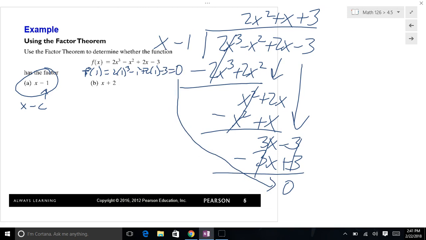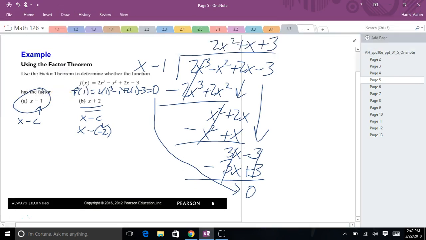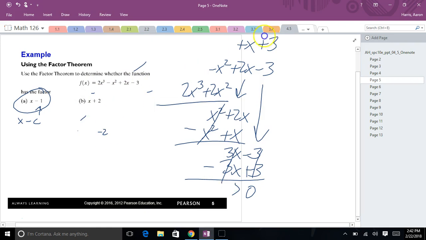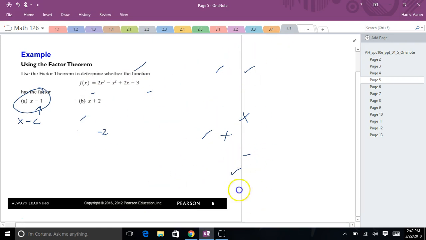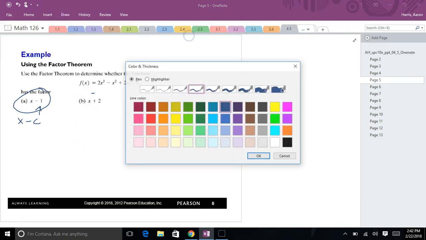Okay. In this case, when you're checking is x plus 2 a factor, what is your c here for this one? Well, think about x plus 2 as x minus negative 2. So the c is negative 2. So you could plug in negative 2 on this one. But what I'm going to do here is erase this, and we're going to do this one with synthetic division so we can shorten our division process and remind you about that one.